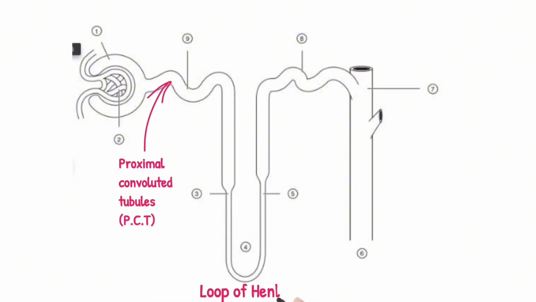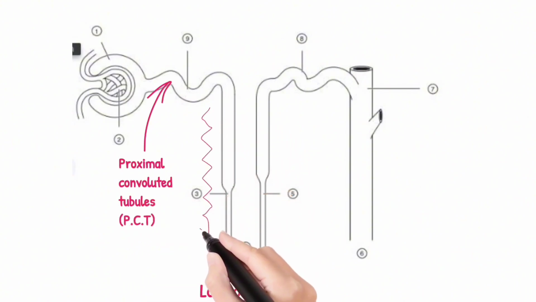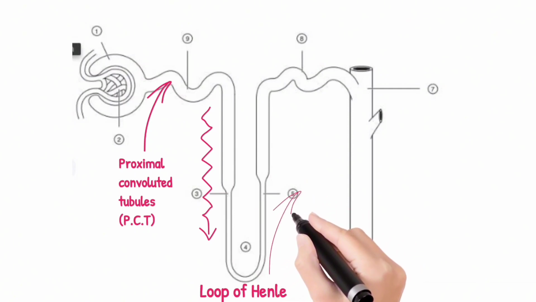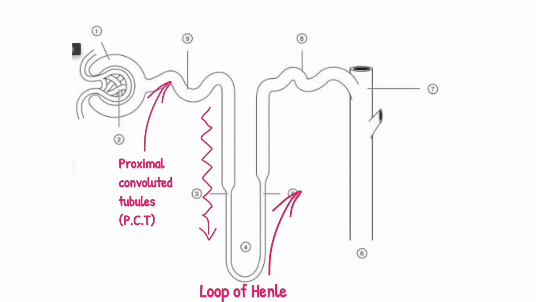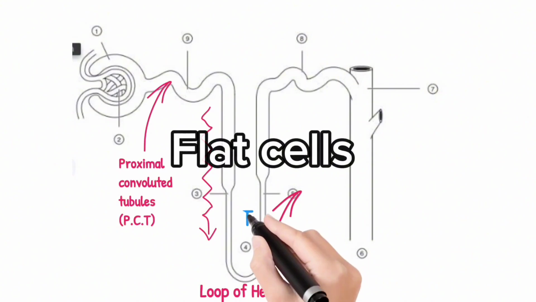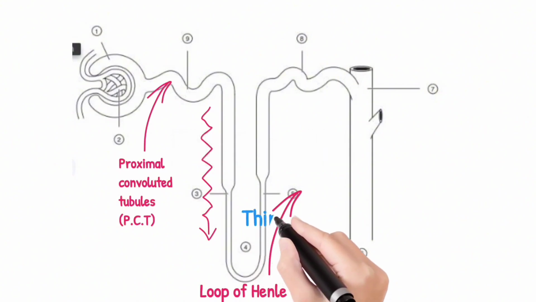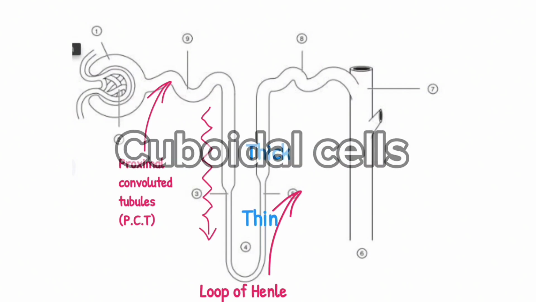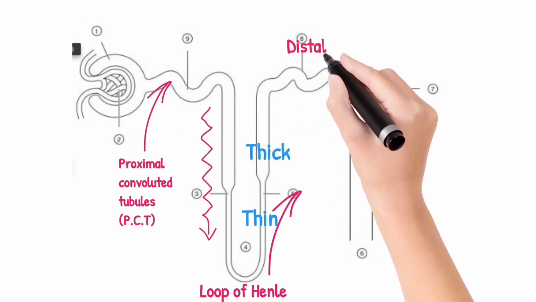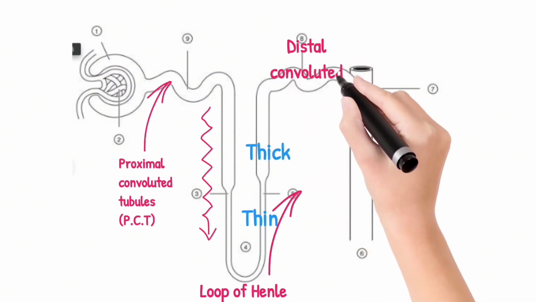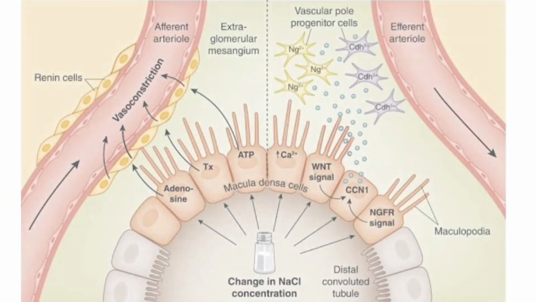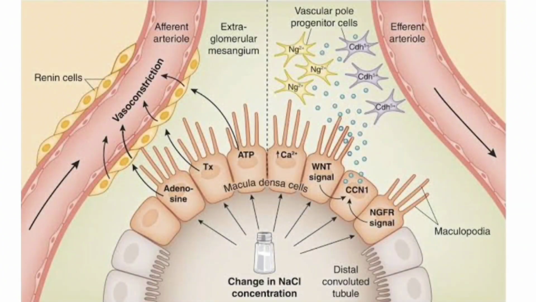Next comes the loop of Henle, which has two parts, a descending loop of Henle and an ascending loop of Henle. The ascending limb has a thin part composed of flat cells and a thick part made of cuboidal cells. After the loop of Henle, the filtrate enters the distal convoluted tubules. This part contains a specialized type of cells called the macula densa.